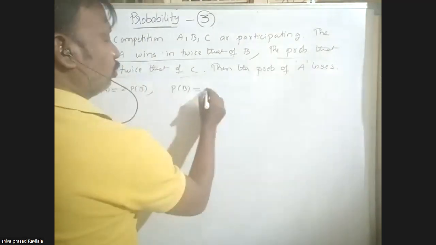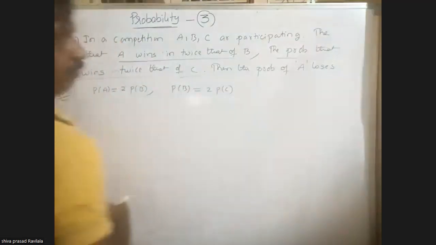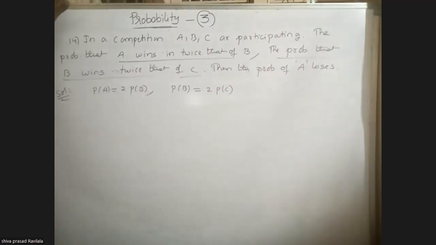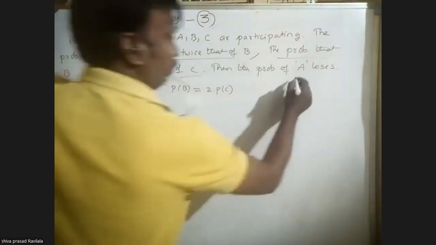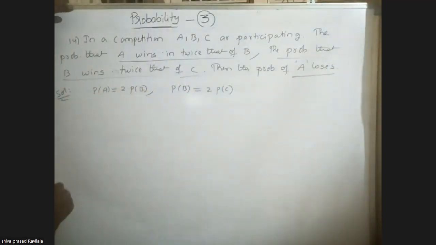P of B is equal to 2 into probability of C. Then probability of A loses. We have to find the value of probability of A complement. Observe here: competition, exam, horse game. All these are independent events actually.